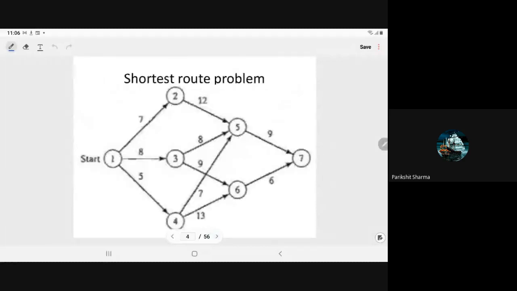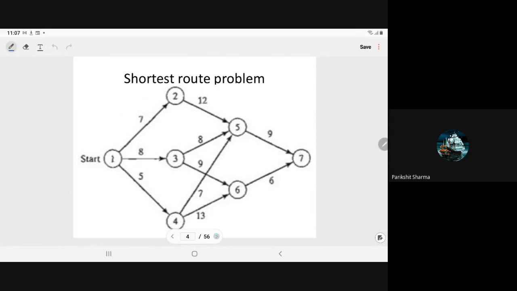Let us take one simple example. If you have to determine which one is the shortest route, if you want to start your journey from the starting point 1 and your destination is, let's say, point 7, and here we have the mileage, and in between we have the intermediate cities, or intermediate locations, and here we have the mileage. Now if you have to determine what is the shortest route, how can you determine it?